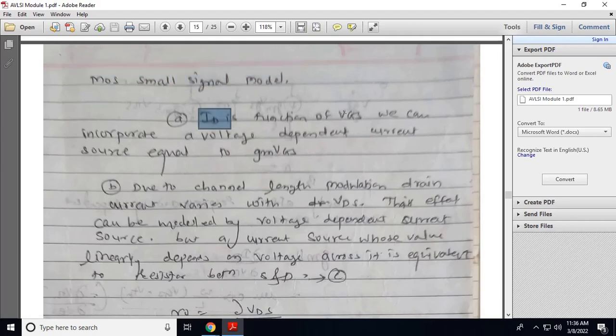So ID is a function of VGS because gate to source voltage will control the length of the channel, due to which the drain current is controlled. So when you increase the gate to source voltage, more number of electrons are moving from source to drain in case of NMOS, and due to which ID will increase. So ID depends on VGS.